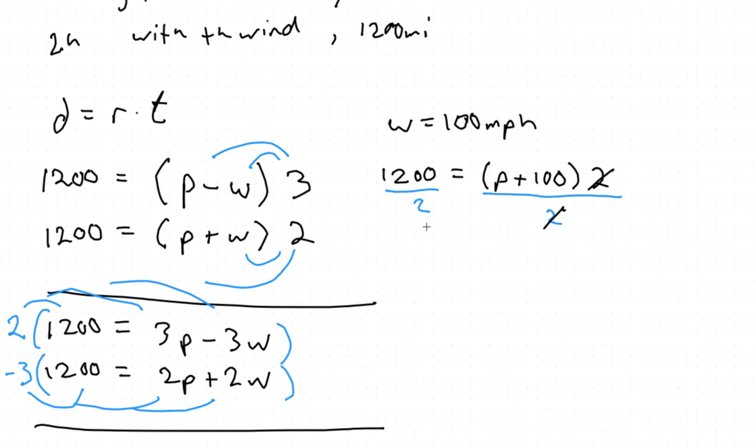1200 divided by 2. What is that? 600. All right, then we get p plus 100, and then p equals 500. So you minus 100 from both sides. Correct. So the speed of the plane should be 500. The speed of the wind should be 100.